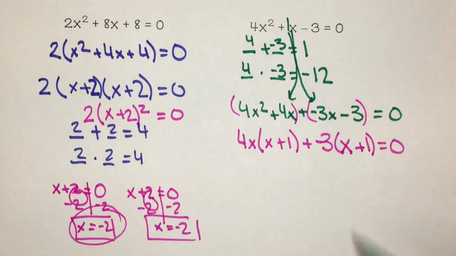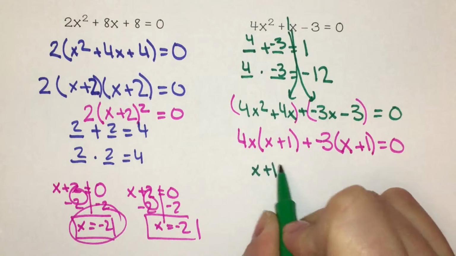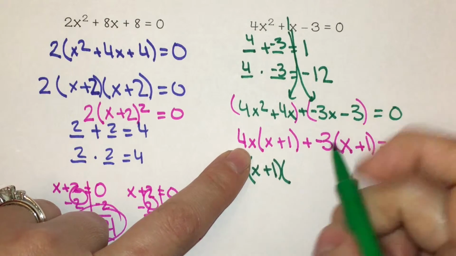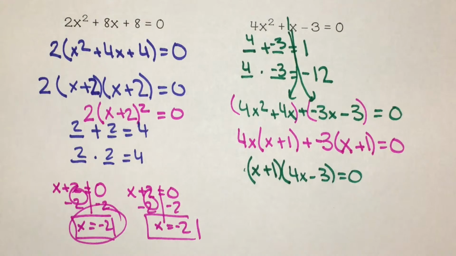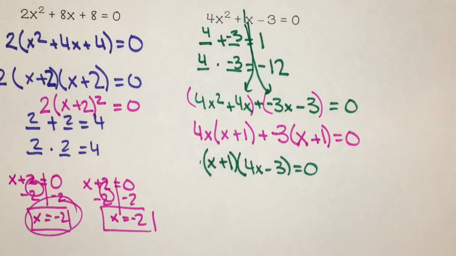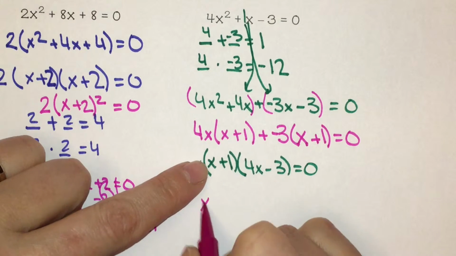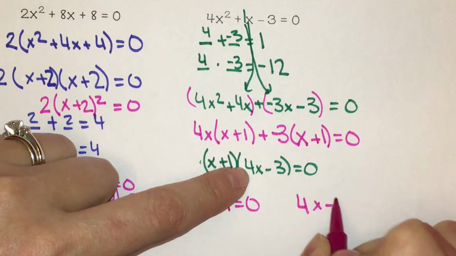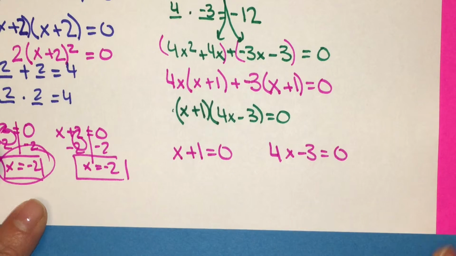Okay, so I'm going to factor out the greatest common factor, which is x plus 1, times what's left over, 4x minus 3. Set that equal to 0. All right, so now I have to solve. I'm going to set what's inside each parenthesis equal to 0. I have x plus 1 equals 0 and 4x minus 3 equals 0. I'm going to solve each for x.